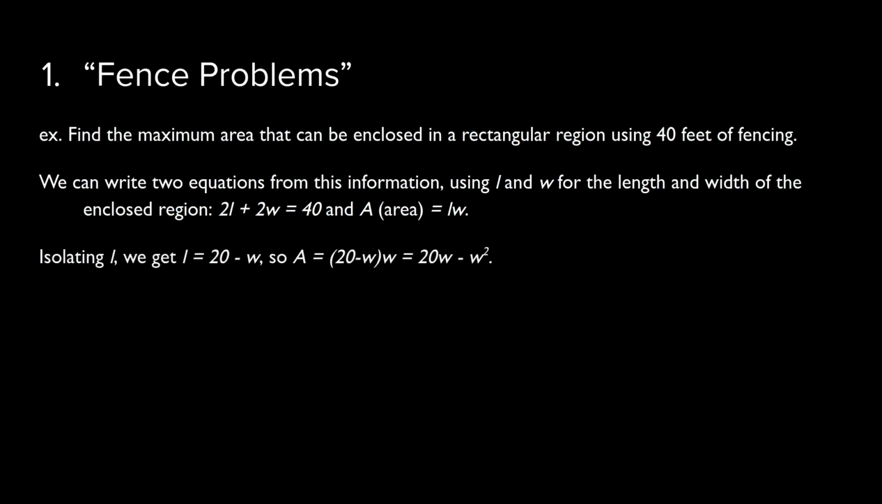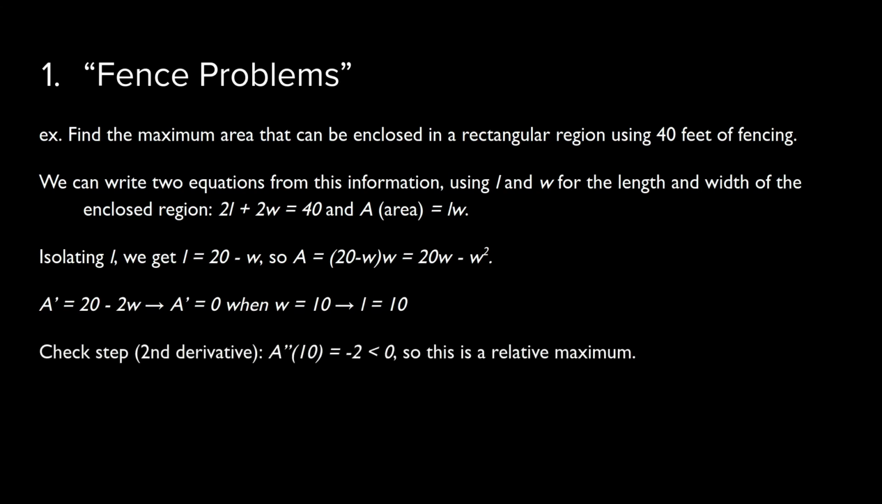So isolating L is the first step. We divide both sides of the first equation by 2, and subtract W from both sides, and we get L equals 20 minus W. And we plug this into the area equation, and we get area equals 20 minus W, all times W, or 20W minus W squared. Then we take the derivative. A prime is equal to 20 minus 2W. So A prime is equal to 0 when W equals 10. And L would also be equal to 10 in this case, because 2L plus 2W equals 40, and L equals 20 minus W.